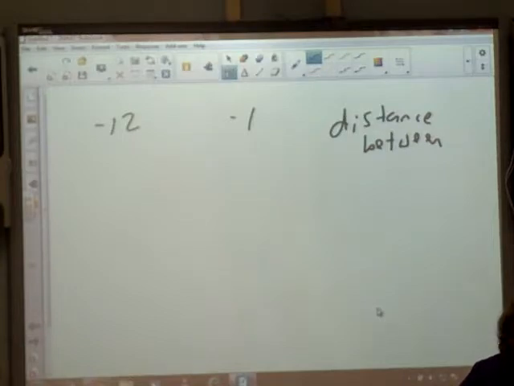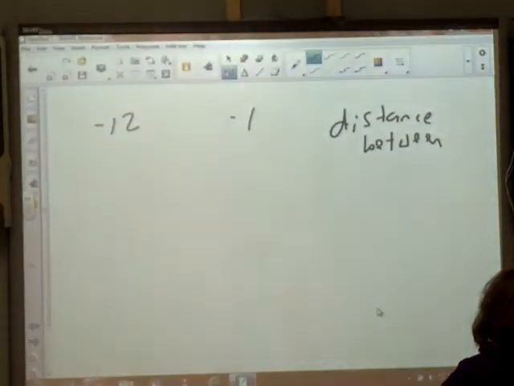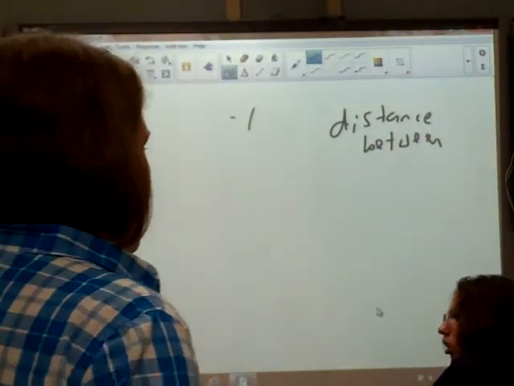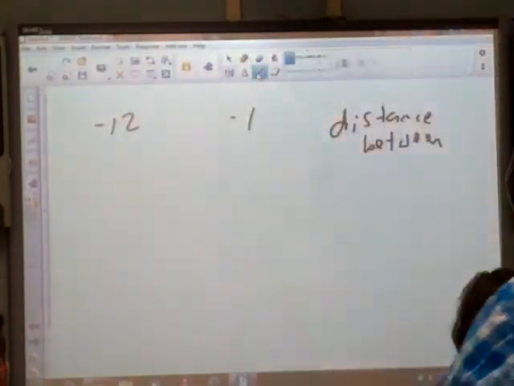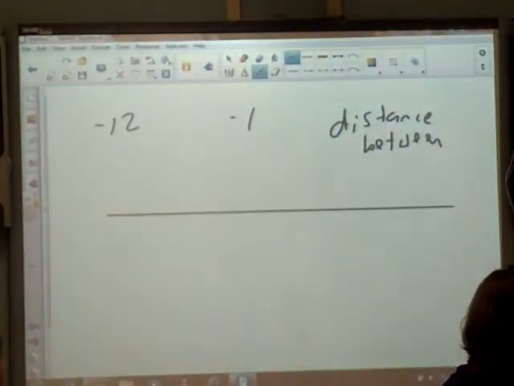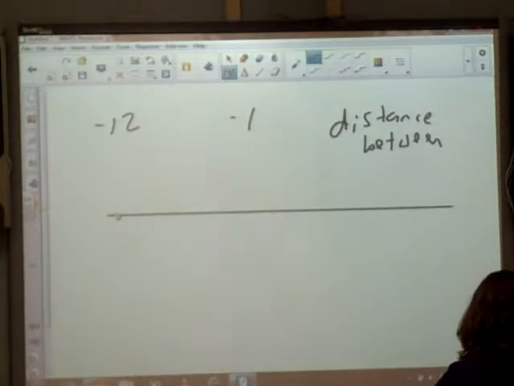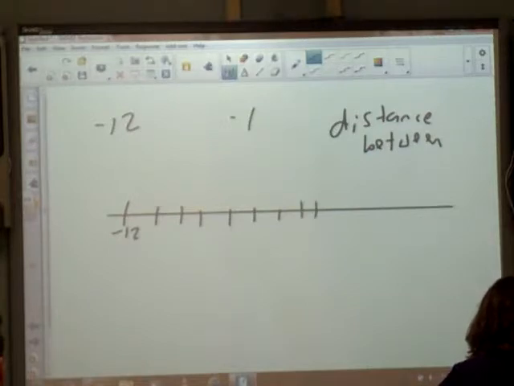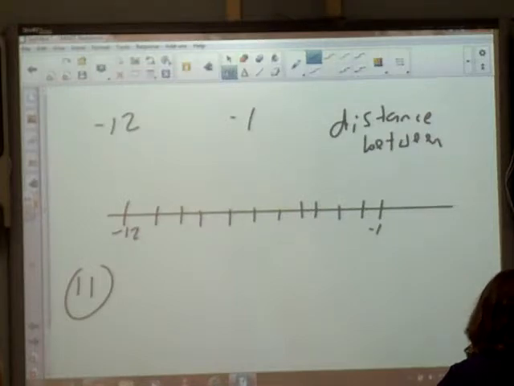Okay, good. Mason and Kaylee both gave me both ways that I know of how to do it. I'm going to go with what Mason said first. He's going to put those on a number line. Negative 12 will be to the left, and then there will be negative 11, 10, 9, 8, 7, 6, 5, 4, 3, 2, 1. So Mason's going to count how many we got in there. And there are 11. See, I'll help you. 1, 2, 3, 4, 5, 6, 7, 8, 9, 10, 11.